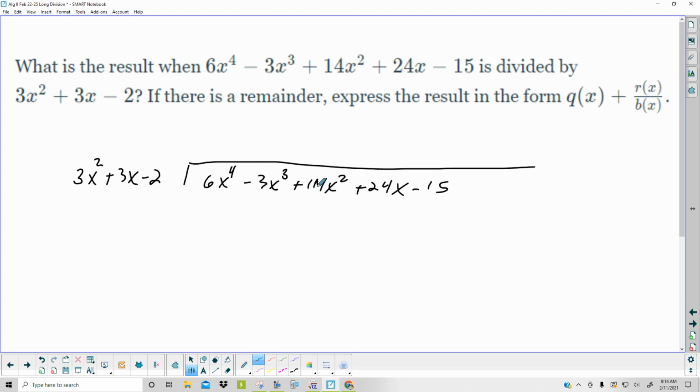Okay, so just like before, I'm going to focus on this first piece and this first piece. And you're going to ask 3x squared times what will give you 6x to the 4th? The answer to that question is 2x squared. And again, I'm writing it above the other squares. It's not wrong if you don't write it above it. I'm just saying etiquette says that's where you're supposed to write it.